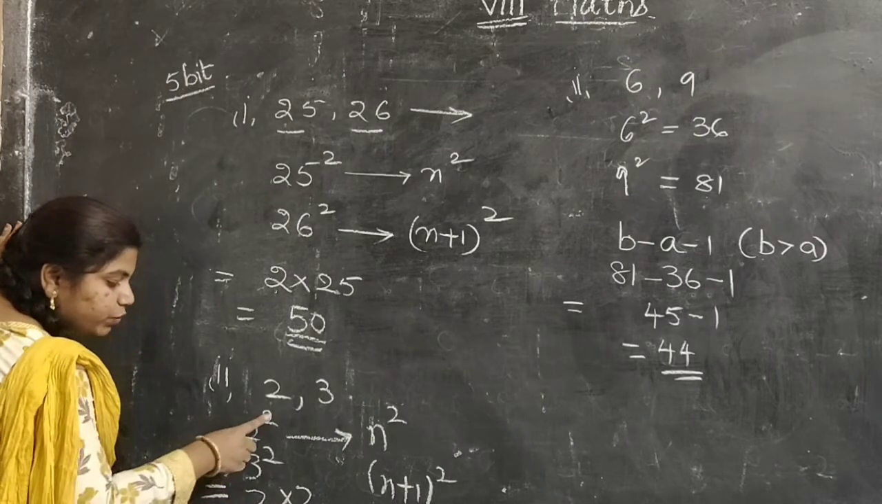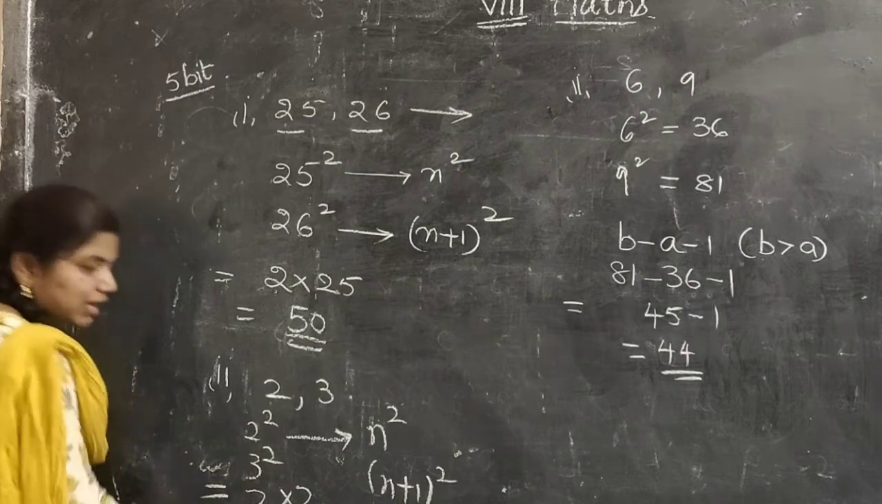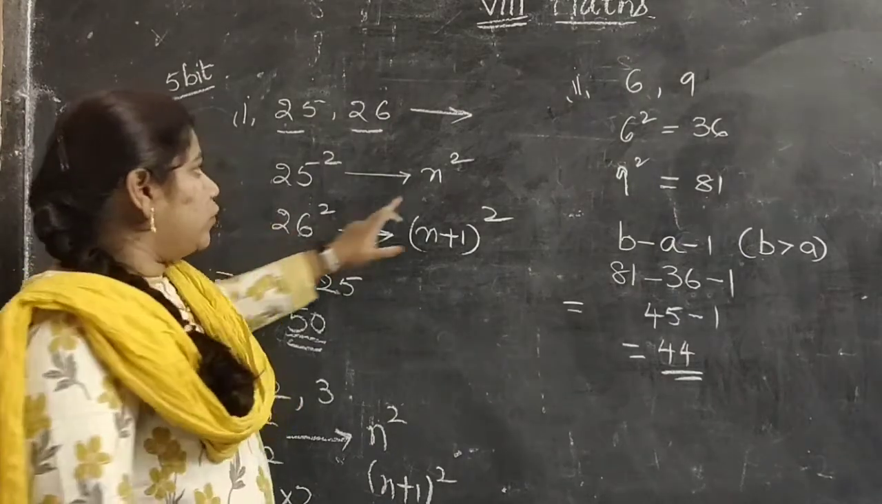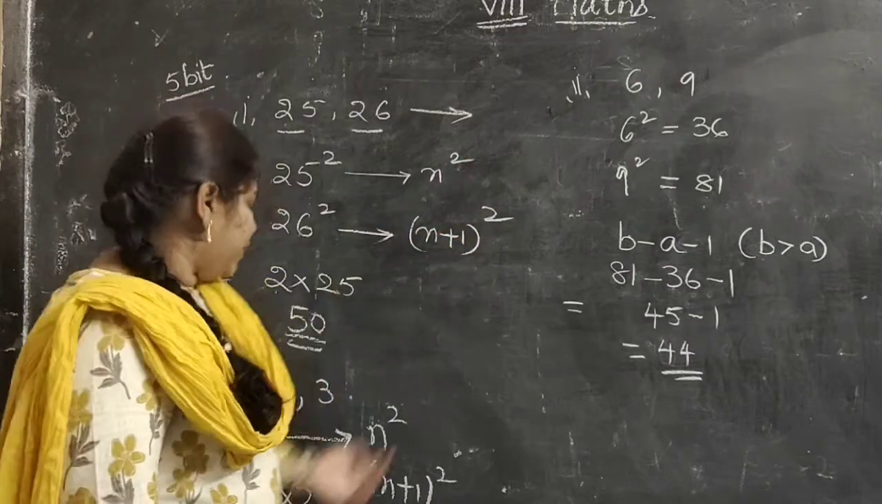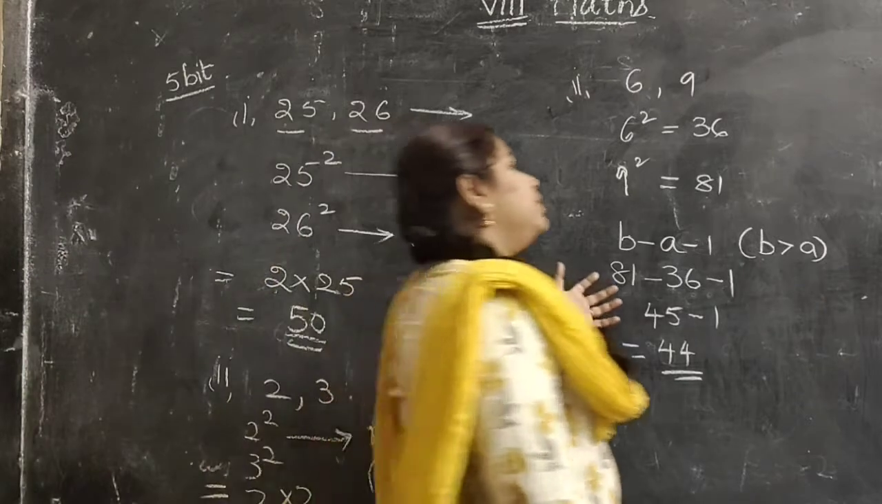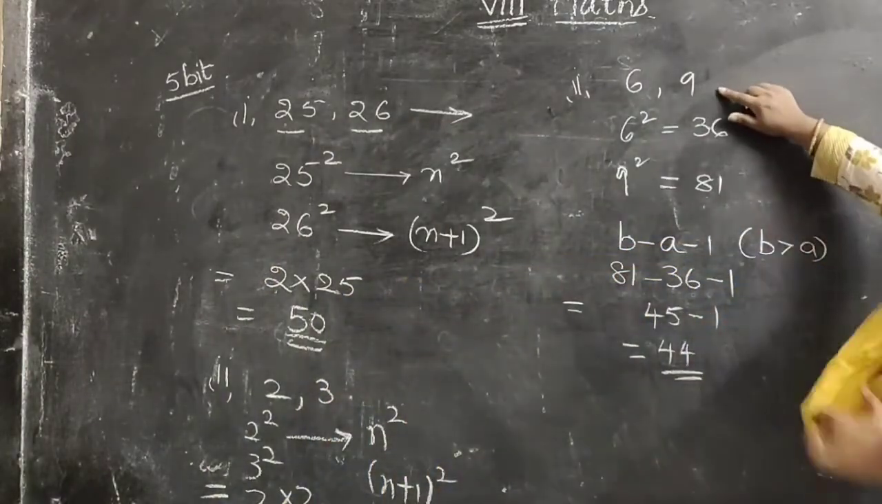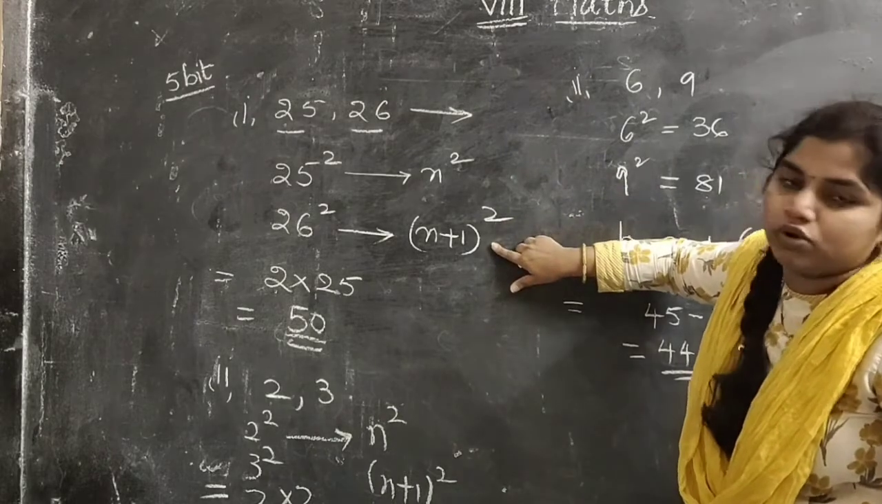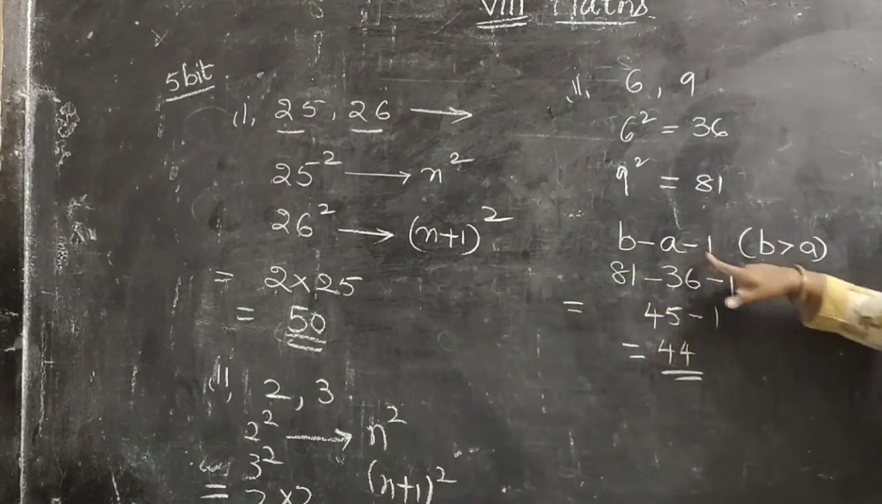So between 2 square and 3 square, how many numbers are there? 4 numbers are there. So if the values are in the form of n square and (n+1) whole square, we have to multiply 2 to the first number. And if the numbers are not consecutive, or they are not in the form of n square and (n+1) whole square values, we have to apply the formula.